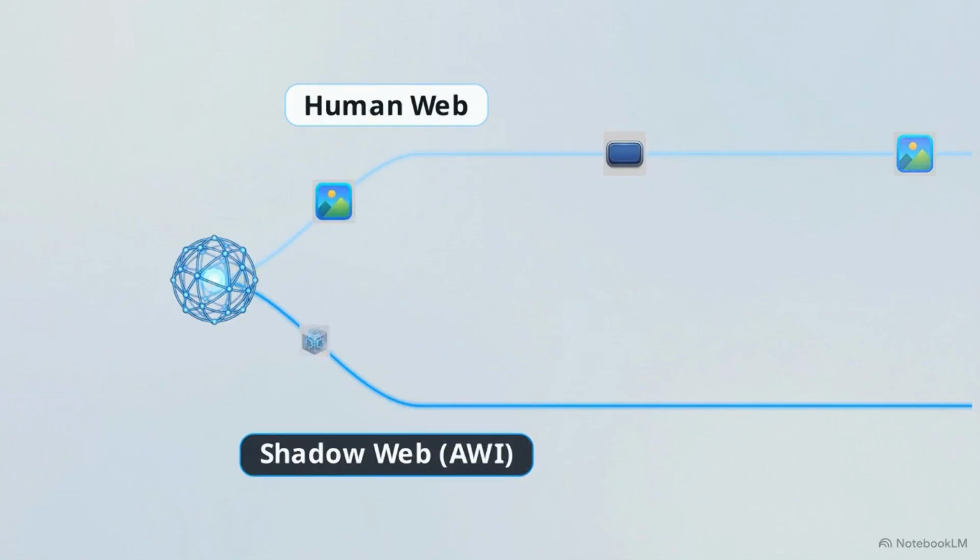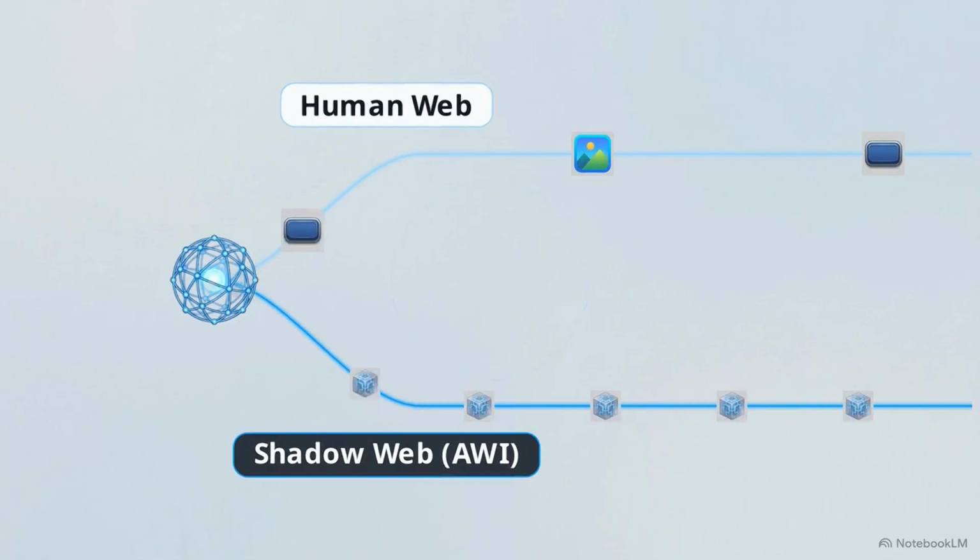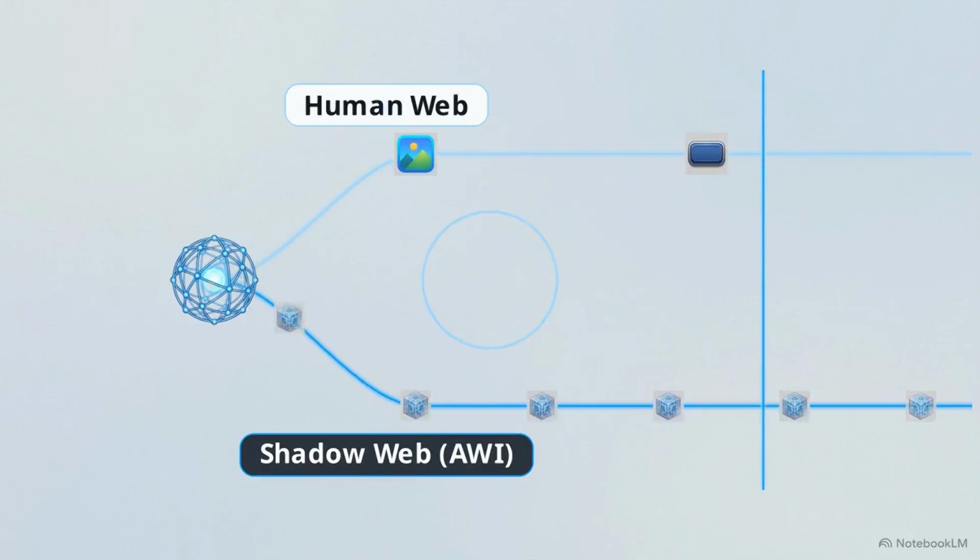The end result of that coordination is a bifurcated internet. We preserve the vibrant visual web for human beings while building a hyper-efficient, invisible shadow web running parallel to it. By separating the users, we optimize the network for both.